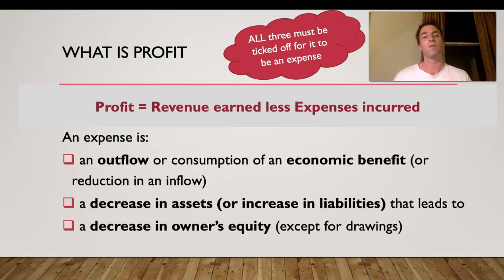So if we think about one of the major expenses in the previous income statement, wages. Wages is an outflow of benefit from the business because there is an outflow of cash. There is a decrease in an asset here because cash goes down when you pay your wages. And this has led to our business being worth less. So this has ticked off our three technical parts of an expense.